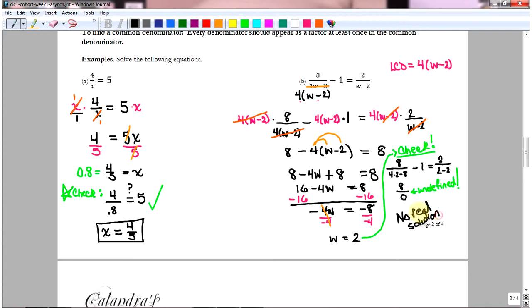Okay, so notice that the w equals 2 is not the answer. The final answer is no real solution. Okay, and I can guarantee you on a multiple choice test, they would have 2 as one of the answer choices. So this is just a good illustration to make sure you check your answer before giving your final answer.